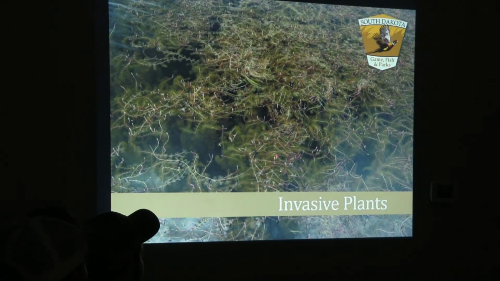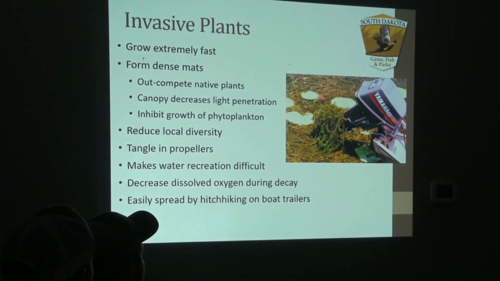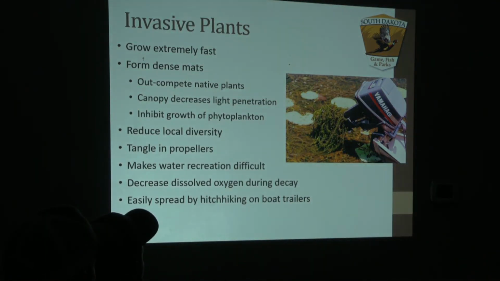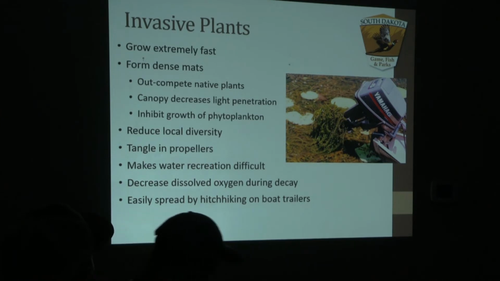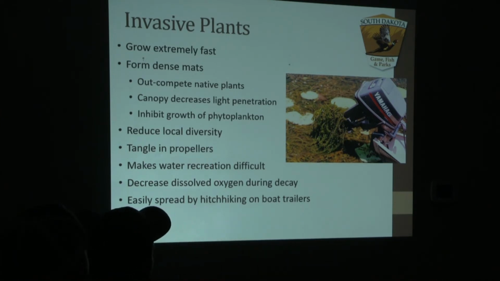All right, moving over to our invasive plants. So overall, as I go through these, most of our invasive plants have very similar characteristics overall. They grow extremely fast, and they form very dense mats. So this outcompetes our native plants, and it also inhibits light penetration through how dense their canopy growth is. And with that, it also inhibits growth of phytoplankton, which our juvenile game fish need in their first year of life, and other species within the system.